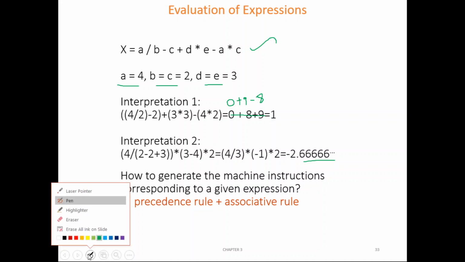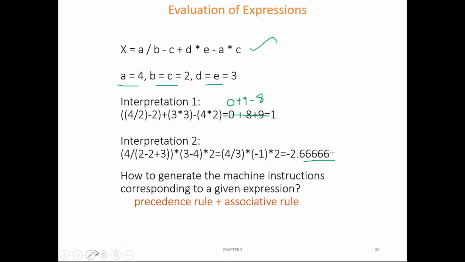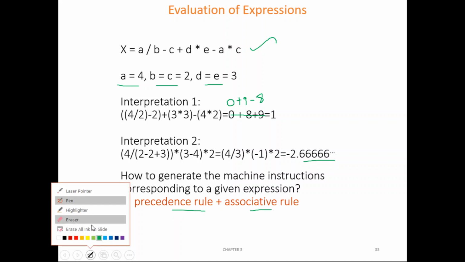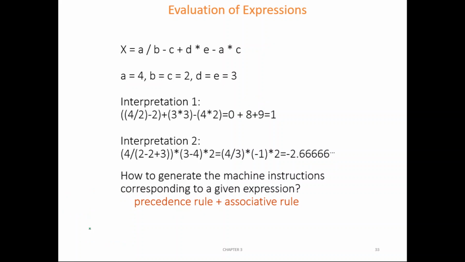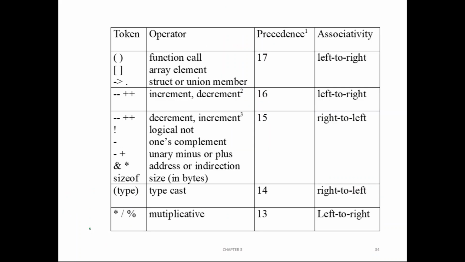Generally the compiler of the respective programming language will have some procedure for how this instruction should be executed, and that procedure is defined by the set of precedence and associativity rules. Now let us see what the precedence and associativity rules are for C programming. The precedence and associativity rules for C programming are given by this table.